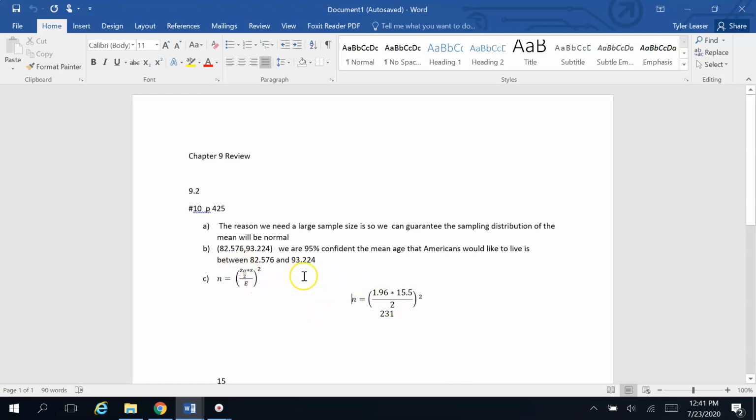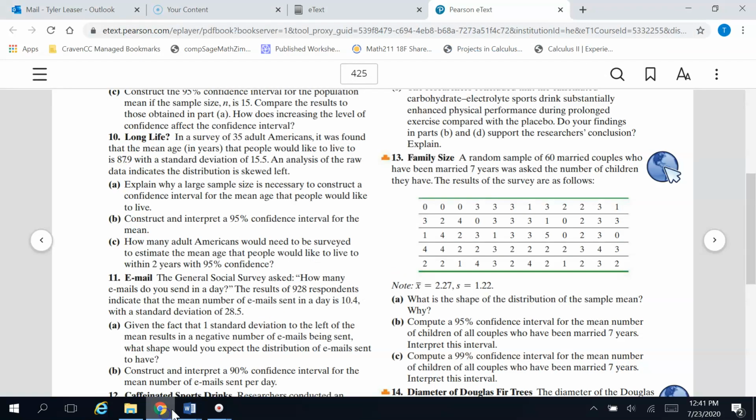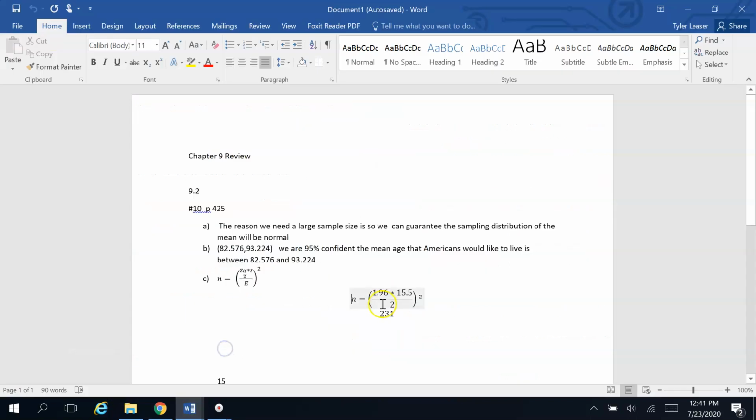The s represents the sample standard deviation. That we just get from the question, so I'm just copying that from the word problem. That's 15.5. This bottom part is the error. So if I go back to the question here, how many adult Americans will be surveyed to estimate the mean age that people would like to live to within 2 years? Within 2 years represents the error that we are willing to allow. So we're going to plug in 2 for that error.